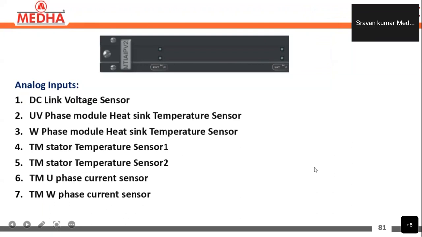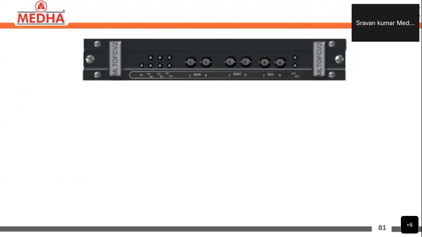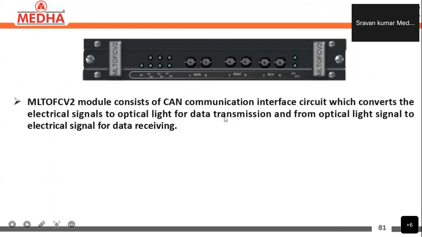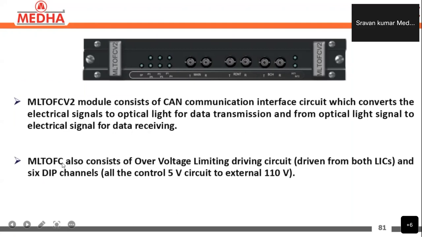And next, MLT OFC. This is the OFC card. The MLT OFC module consists of a CAN communication interface circuit, which converts the electrical signals to optical light for data transmission, and optical signals to electrical signals for data receiving. It also consists of an over voltage limiting drive circuit, that is the brake chopper circuit. The brake chopper IGBT is driven from this card.